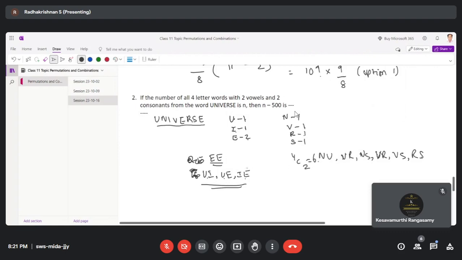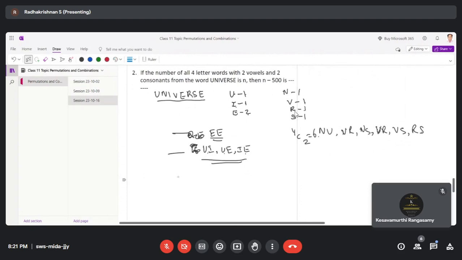Like that we cannot do, because here the number of arrangements, if E is repeating, the formula is different, and when there is no repetition, the formula is different. So you have to count this case separately and this case separately. Okay.